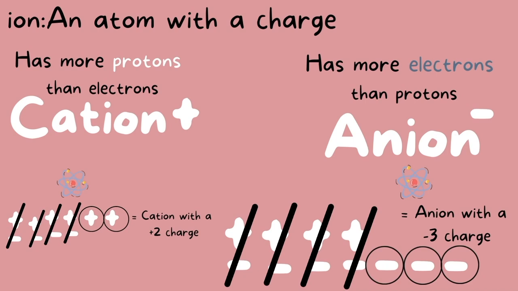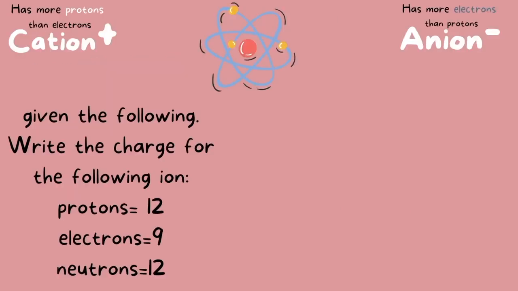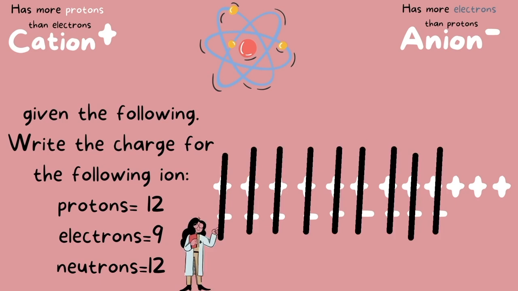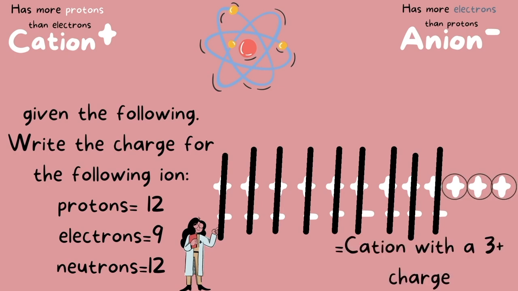This next example is how you will most likely see it on an exam. They give you information on the number of protons, electrons, and neutrons, or just protons and electrons because neutrons aren't too relevant here. And then you have to find the charge of the ion. So given the following information, write the charge for the following ion. Here we have 12 protons, 9 electrons, and again, the number of neutrons has no relevance to this question, so you could just forget about it. The pairs cross each other out, and we're left with 3 extra protons. That makes this a cation with a +3 charge.